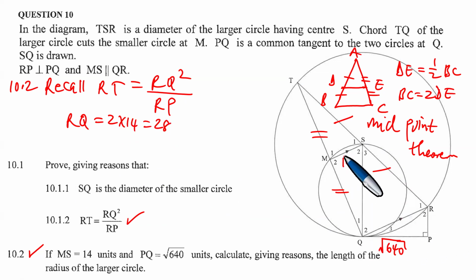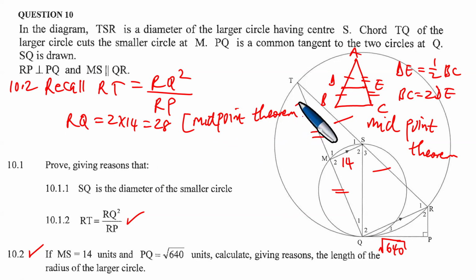Because it is longer than this one, and using the midpoint theorem from grade 10, in the end, 2 times 14 is 28 units. And the reason for the 28 units, to tell the examiner, is that it is the midpoint theorem.